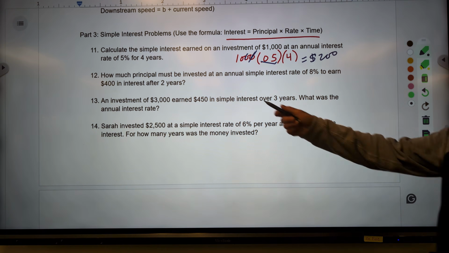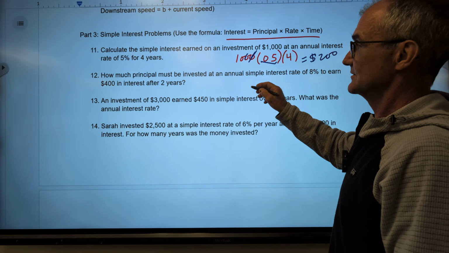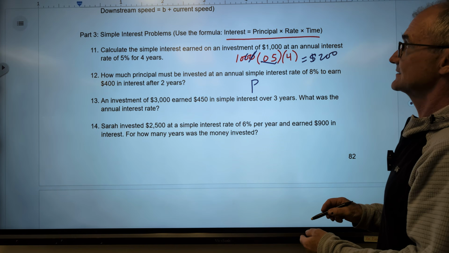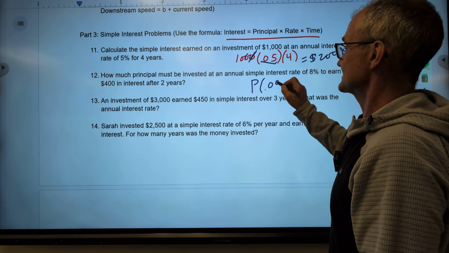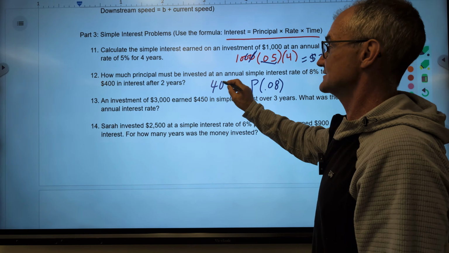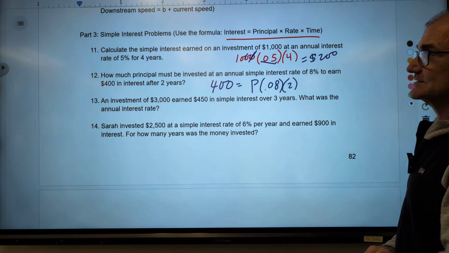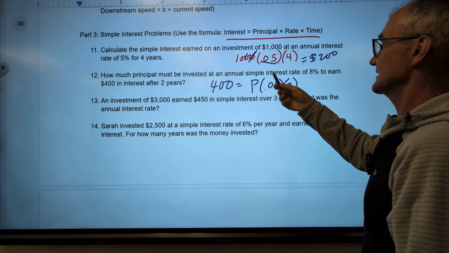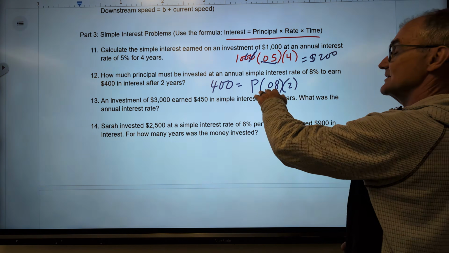This one right here is a little trickier. How much principal? So I want to know how much principal. So that's kind of my unknown. At an annual interest rate of 8%. So principal times 8% to earn $400 in interest after 2 years. So how much principal, that's what I don't know, so I'm going to call it P, must be invested at an interest rate of 0.08 for 2 years. So now I have my equation.